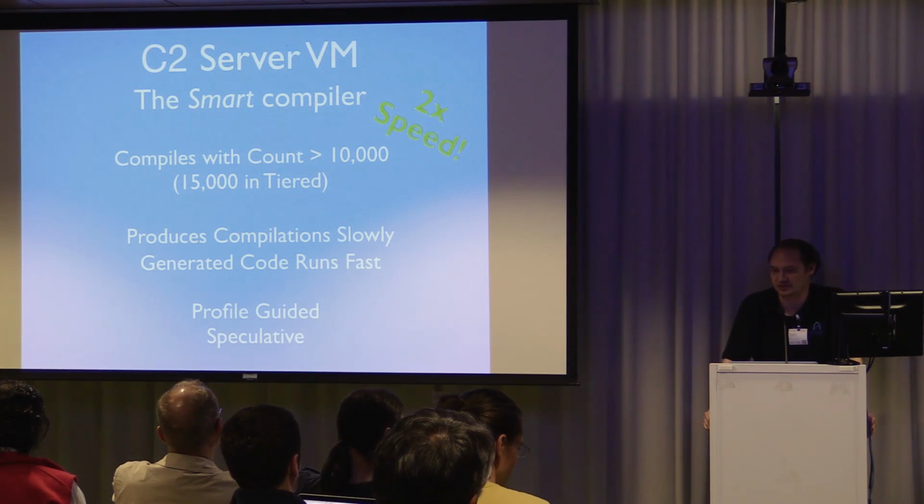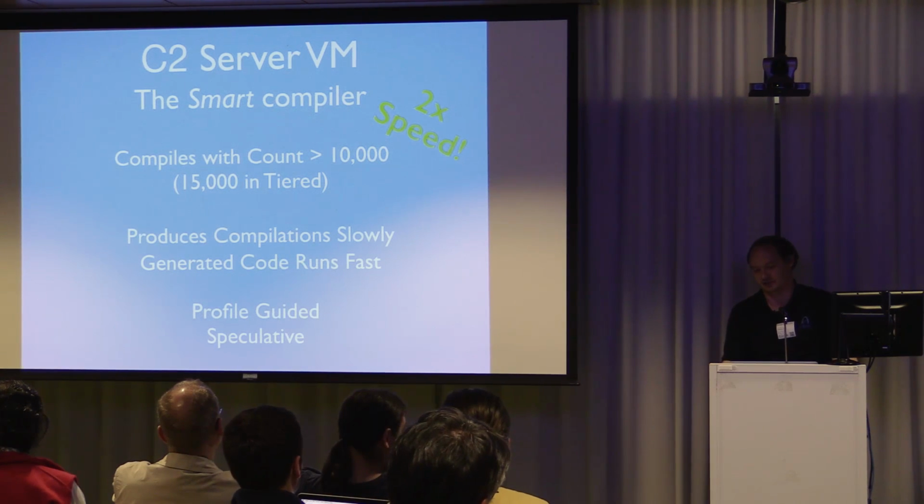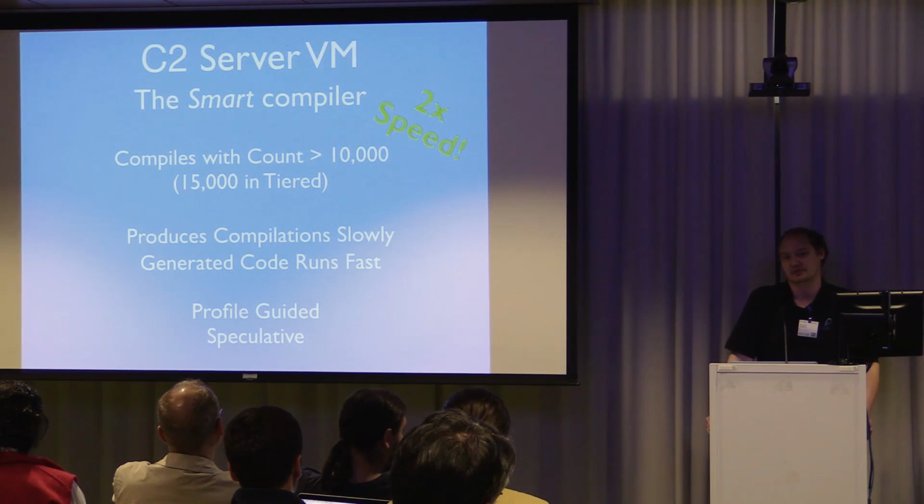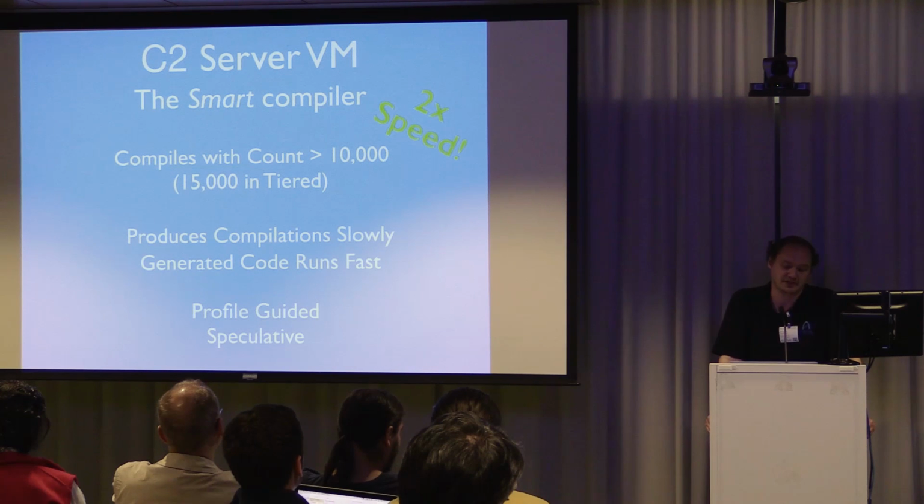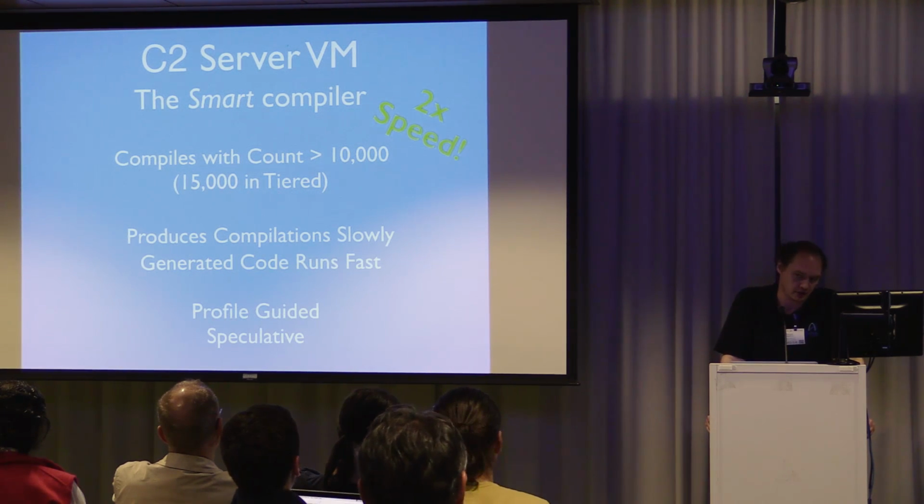Whereas C2 wants to take its time and gather as much information as it can, it waits for 10,000 of these. And part of the reason for that is C2 is an interesting animal in that it is a profile-guided compiler. It really wants to have data about what your program is doing so that it can optimize for exactly that. That extra window allows that to occur.